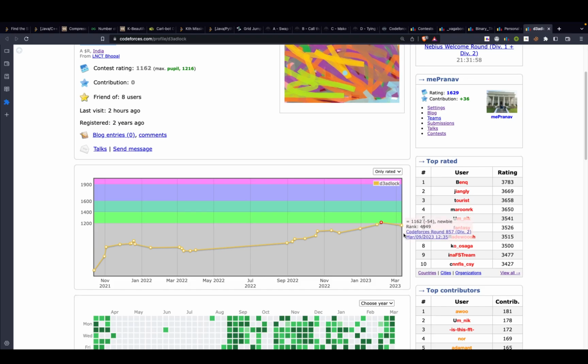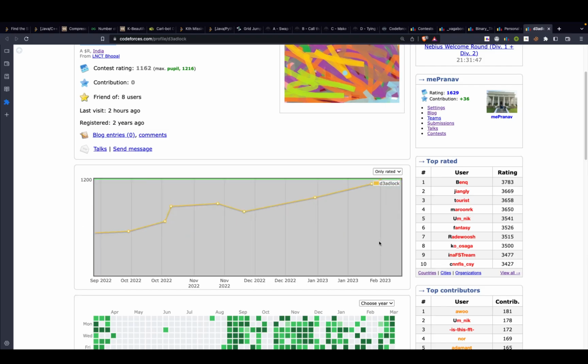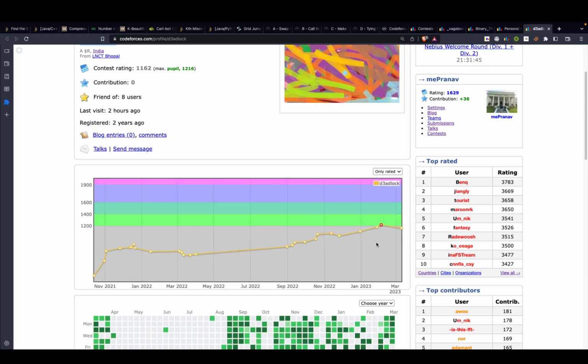If it goes even down, it's no problem. If it goes up, that's great. Wherever it goes, it's fine. You just have to focus on your own growth, that you are learning new things, right? That should be your target, not the delta. Going up or down is completely fine.